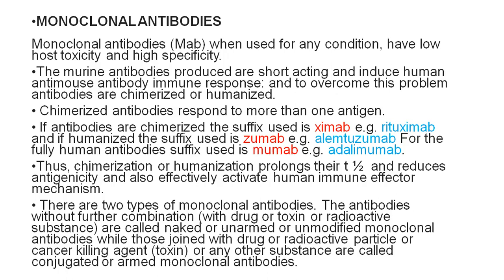I'll tell you what they are. Chimerized antibodies respond to more than one antigen. If antibodies are chimerized, then the suffix used for the drug will be XIMAB, example rituximab. And if it is humanized, then the suffix will be ZUMAB, example alemtuzumab. For fully human antibodies, the suffix used is UMAB, for example adalimumab.